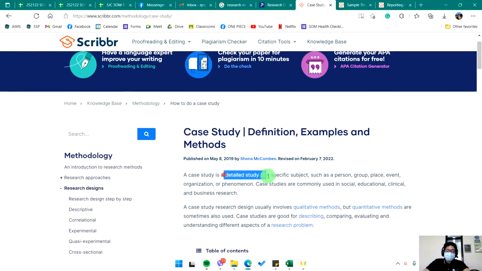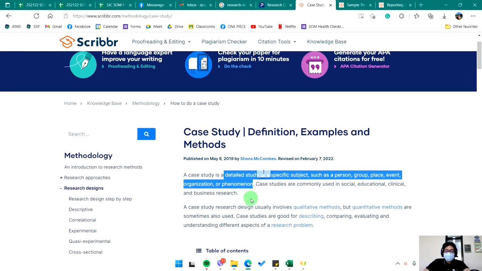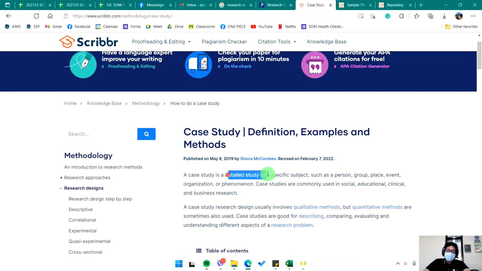Case study is a detailed study of a specific subject, such as a person, group, place, event, organization, or a phenomenon. Again, a detailed study of a specific subject, and one of the subjects that you can do for a case study is a phenomenon, which is in your case, racial and gender prejudice. So, para siyang descriptive study, para siyang descriptive design, which gives a detailed information about a specific subject. In this case, racial and gender prejudice.